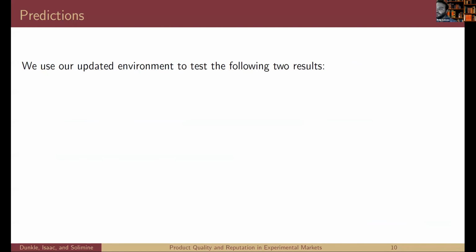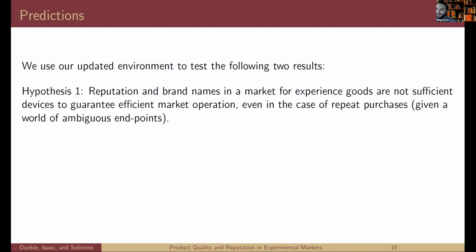So what will we use this experiment for? Well, our first hypothesis is a replication of the original. So we want to make sure that in this new environment that we've created, reputation and brand names in a market, fixed seller identifiers in this market for experienced goods, are not sufficient to guarantee efficient market operation, even in the case of repeat purchases and in this world of ambiguous endpoints.